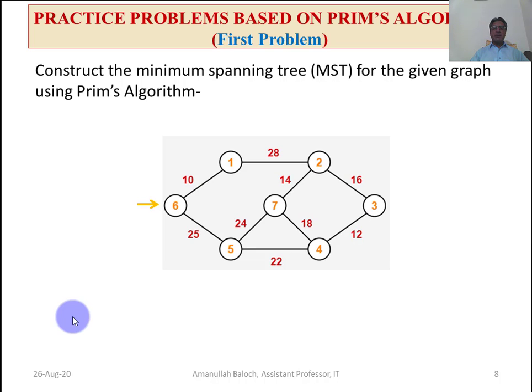Practice problem based on Prim's algorithm. First problem: construct the minimum spanning tree for the given graph using Prim's algorithm. This is the graph whose MST is required. So this is the root node, that is R will be this node. We will start from here.